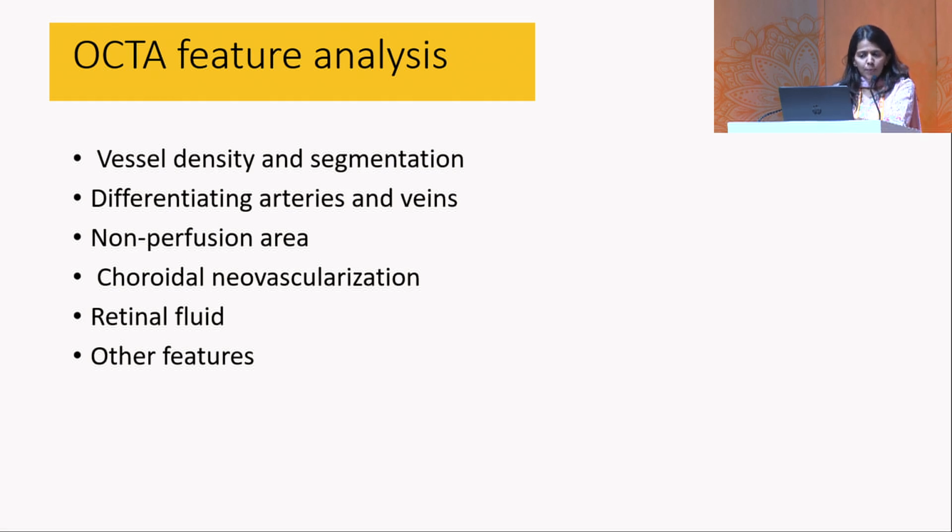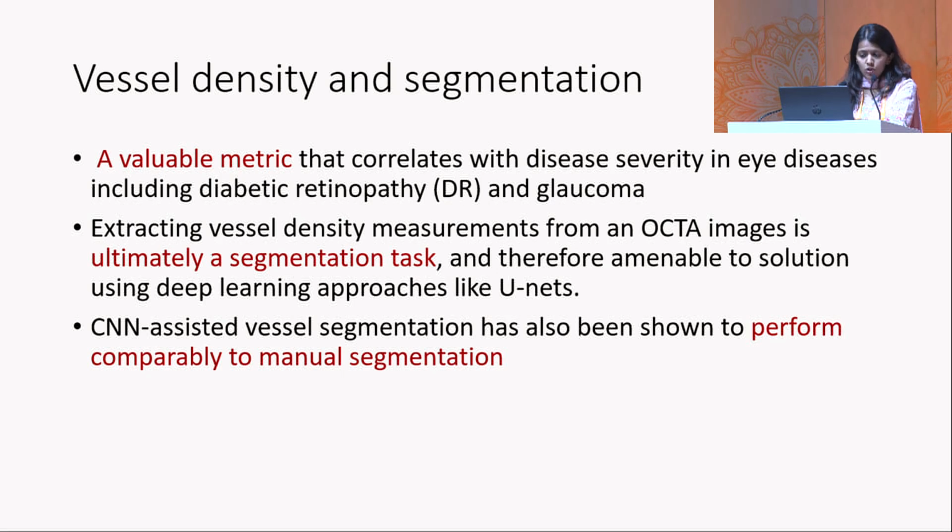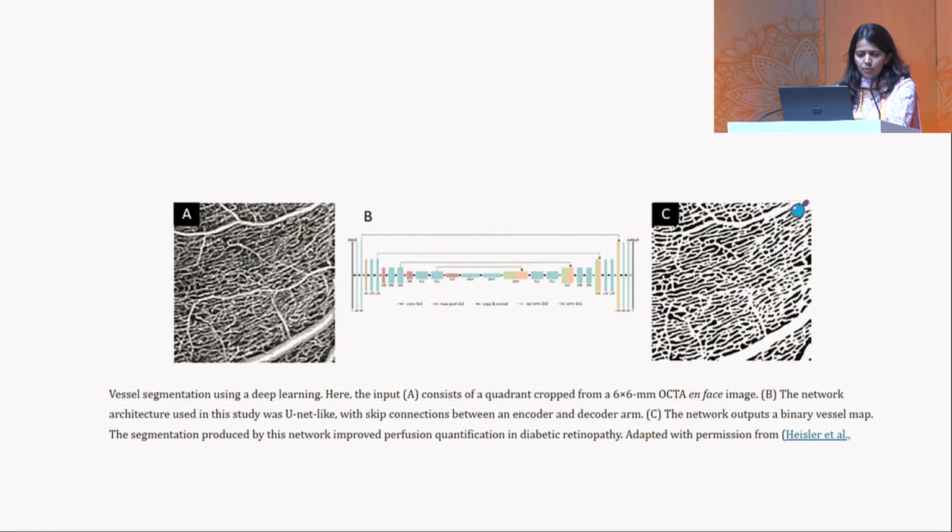AI can also help in analyzing a lot of OCT angiographic features like vessel density and segmentation. It's a valuable metric which correlates with disease severity, especially in eyes with DR and glaucoma. And it's usually a segmentation task, and CNN algorithms have been shown to perform comparably to manual segmentation. So this is a CNN generated output, which has segmented the vessels using a deep learning model.